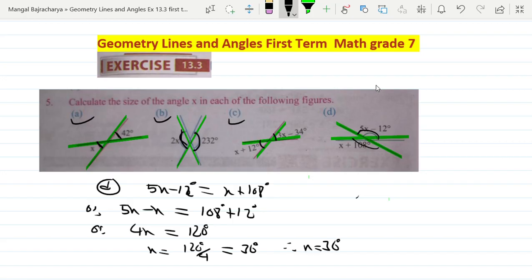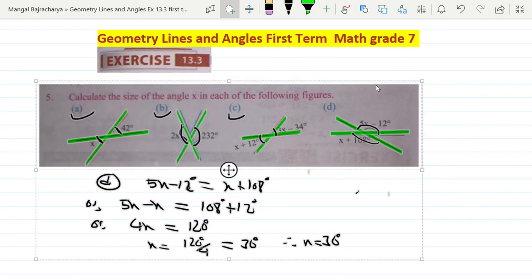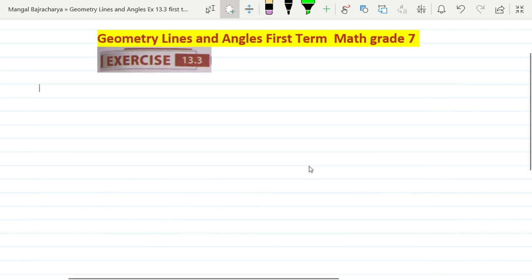That's it. So we have learned number 5, with parts A, B, C, D, and I go with number 6. So for that I use this. Okay, number 6, I search for it now. Now in number 6, what's here? Let's see.